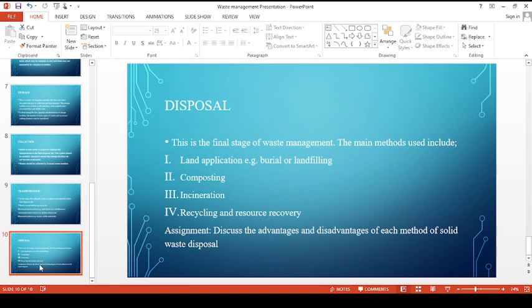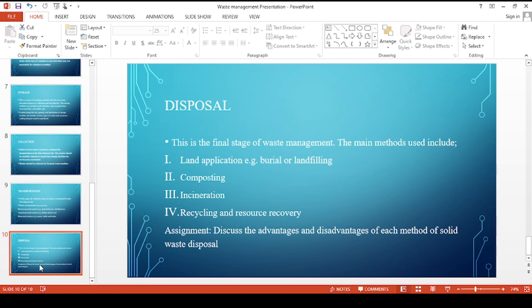burial or land filling. We also have composting method, and composting is majorly for organic wastes, whereby a pit is dug and the organic wastes are put inside, and then it is correctly covered using a layer of soil, so that as they decompose, they're going to be producing methane, which can be tapped for use. And then the waste compost will become manure that can also help in our farms.